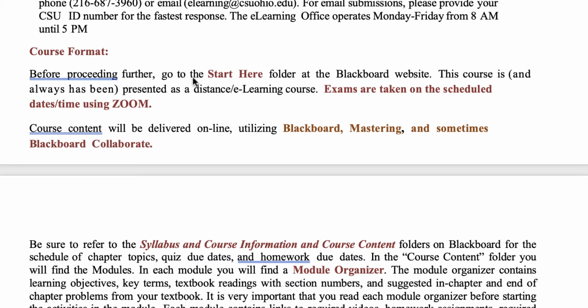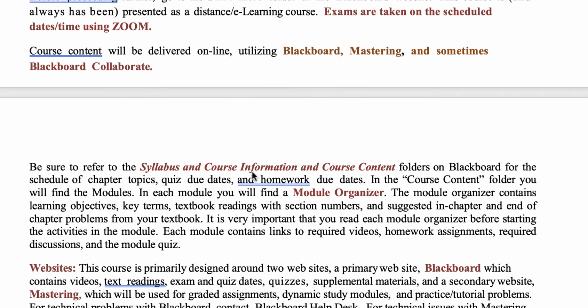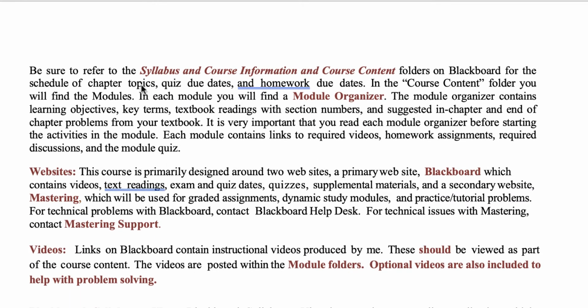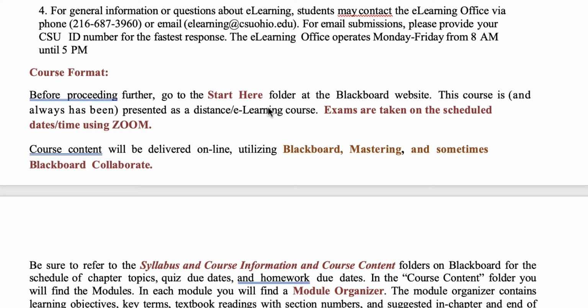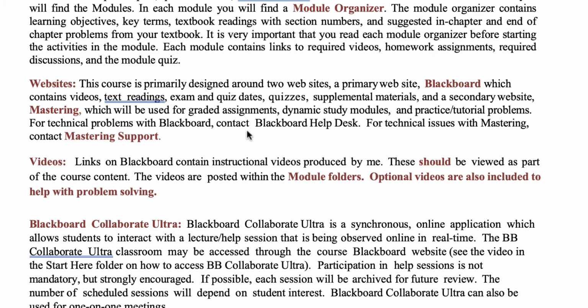So before you start the course, you need to go to the Start Here folder, and you need to read the Read First document, and that'll get you started in the course. Okay. You'll be able to find the syllabus and the course schedule in the syllabus and course information folder. Also, I want you to watch the videos that are in the Start Here folder, because you need to be able to navigate the course.